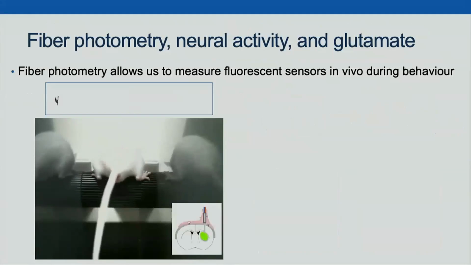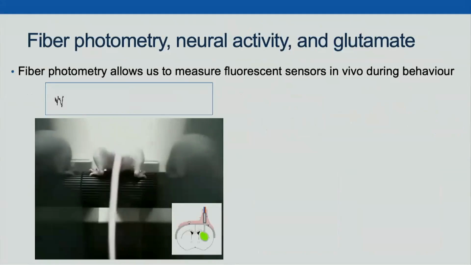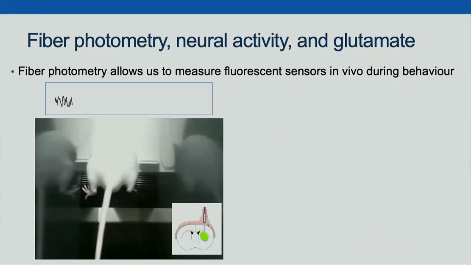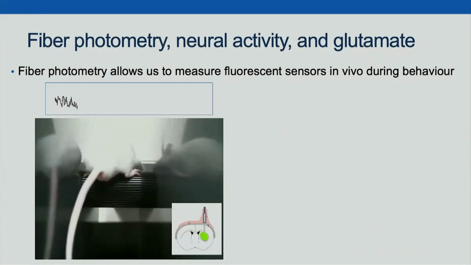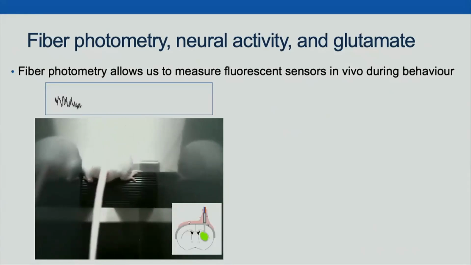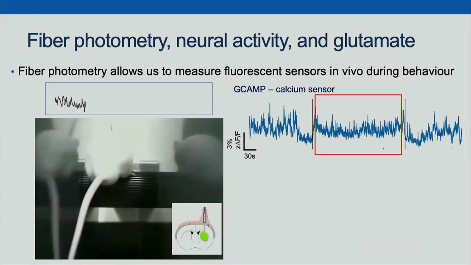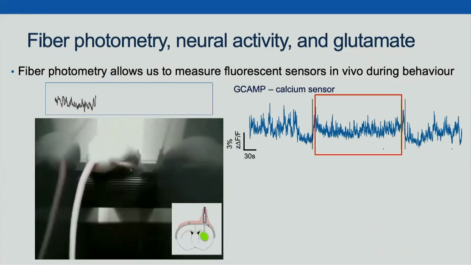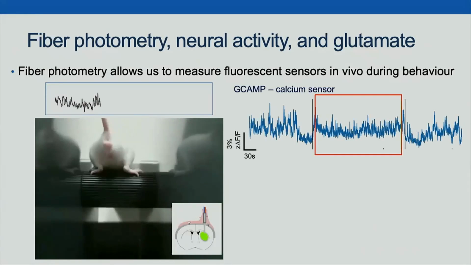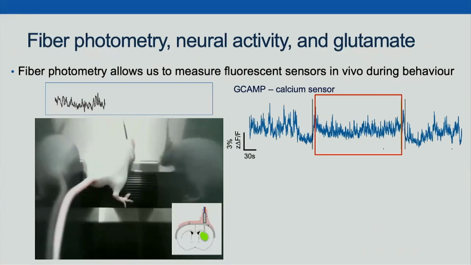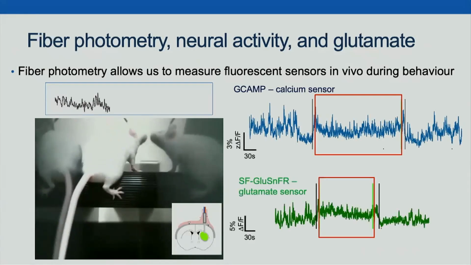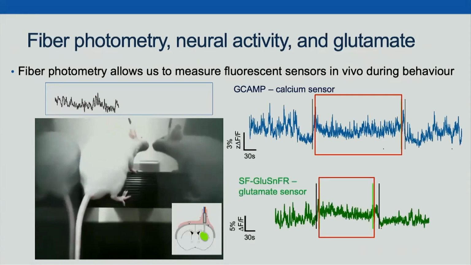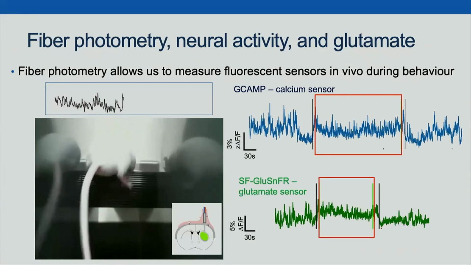And so here's an example of fiber photometry in a mouse doing the accelerating rotarod. So this is a technique that allows us to measure fluorescent sensors in vivo during behavior. And so this mouse is doing the rotarod task at the same time as I'm looking at GCamp activity in the dorsal striatum. And here is just an example of an entire trial. So this is one mouse doing the rotarod while I'm measuring GCamp, and the area in red is when the mouse is on the rotarod compared to before and after. And we can also use photometry to measure other sensors. So I've also used it with the glutamate sensor GluSniffer to look at glutamate transmission during this task.